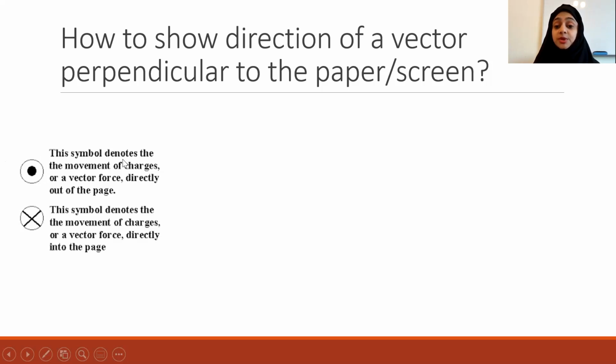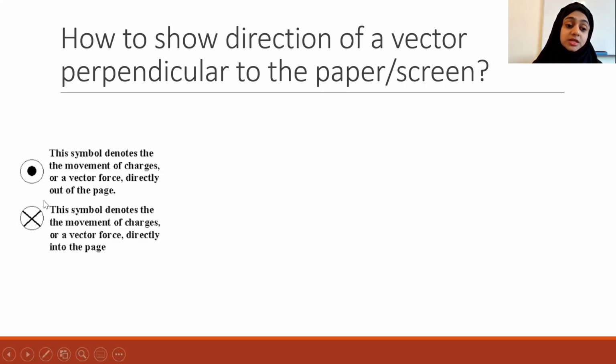If something is coming towards you out of the paper or out of the screen, you can show that with a dot. Whatever be that, let it be a vector, let it be the velocity of a charged particle, whether it is an electric field or a magnetic field. If it is coming out of the paper or screen, you can show it with a dot.